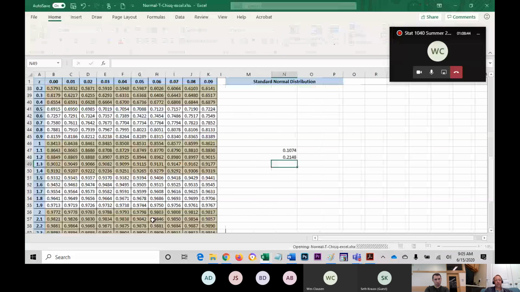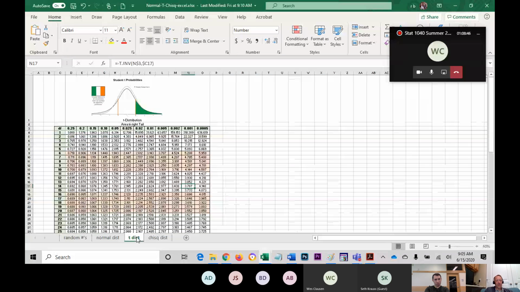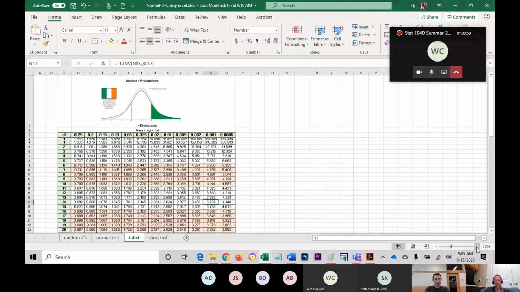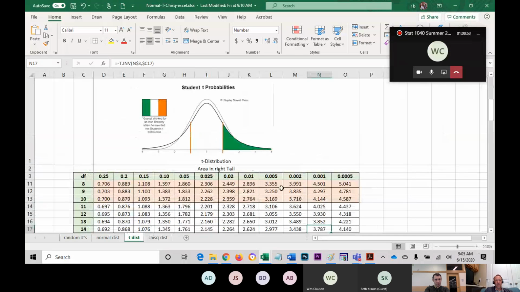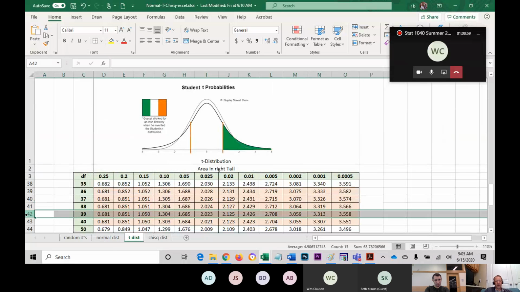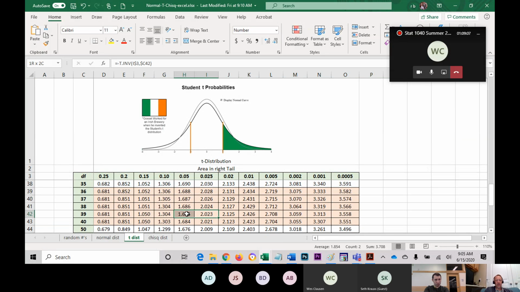Here we go. So if I go to my t-distribution, okay, let me make it a little bit bigger. Okay, so I've got 39 degrees of freedom. I'm looking at this line here, 39 degrees of freedom. Where does 1.74 fit on that line? 1.74 fits in between these two numbers here.